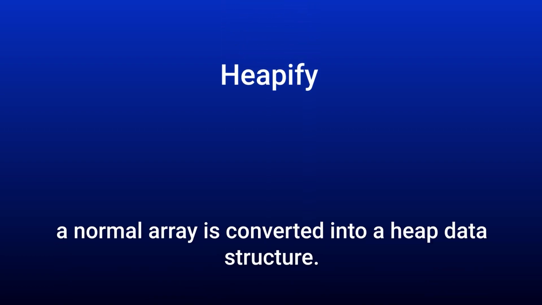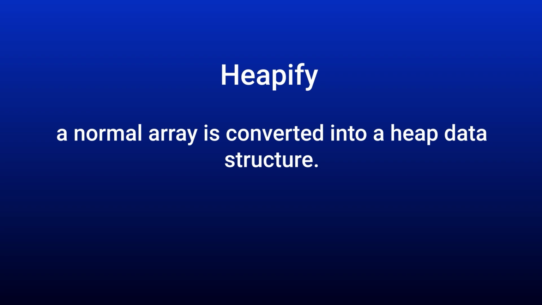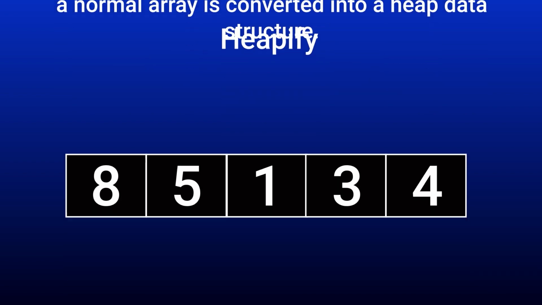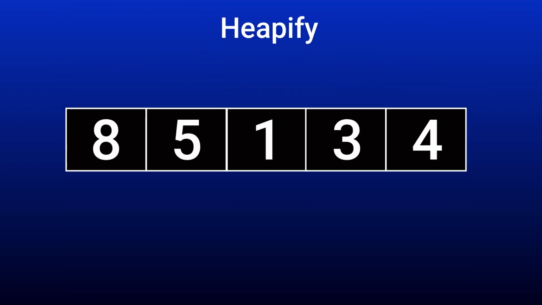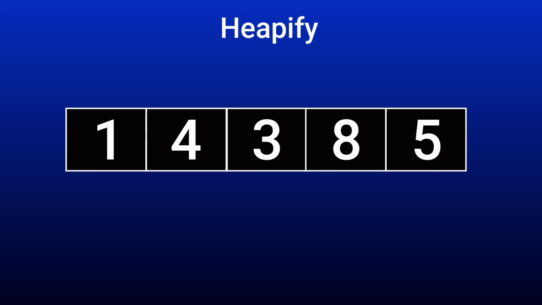The operations supported by heap are heapify. Heapify is the process where a normal array is converted into a heap data structure. The elements will be arranged such that the minimum element is the root of the tree. Let's look at the heapify operation in greater depth with an example. We have an array of 5 elements, 8, 5, 1, 3 and 4. We apply heapify to the array to convert the array into a heap. It results in the formation of heap 1, 4, 3, 8, 5.